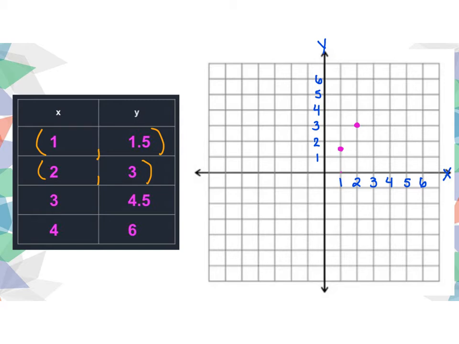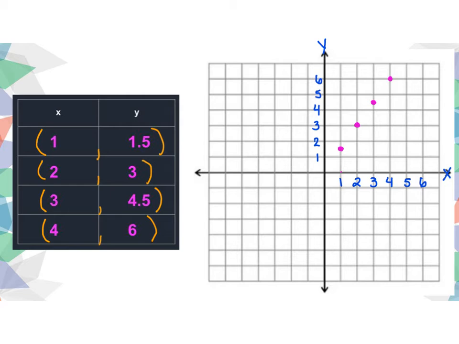My third ordered pair is 3, 4.5. So I will again start at my point of origin, 0, 0, move 3 spaces to the right on the x-axis, and 4.5 spaces up on the y-axis, right in between the 4 and the 5. And my last ordered pair is 4, 6. So I will move 4 spaces over to the right on the x-axis and 6 spaces up on the y-axis to plot my point.